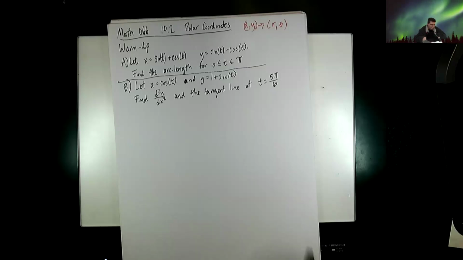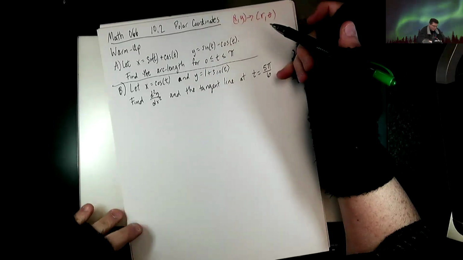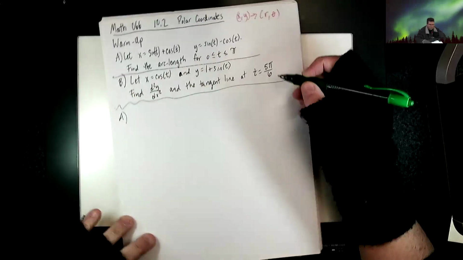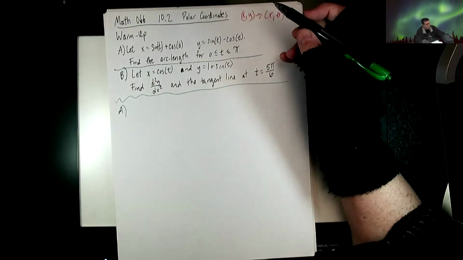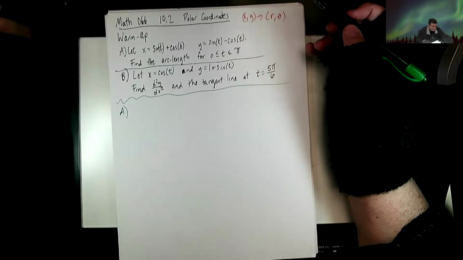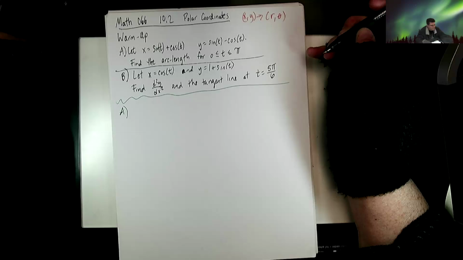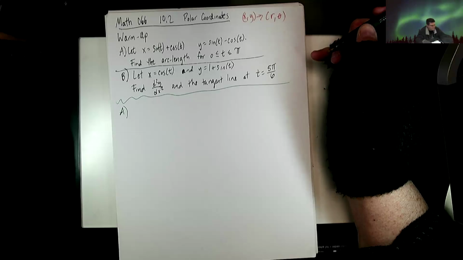All right, so going through this, let's start with A. How do I do A here? This is working with polar coordinates, practicing with sine and cosine seems like a good warm-up idea. How do I find arc length? In parametric form.